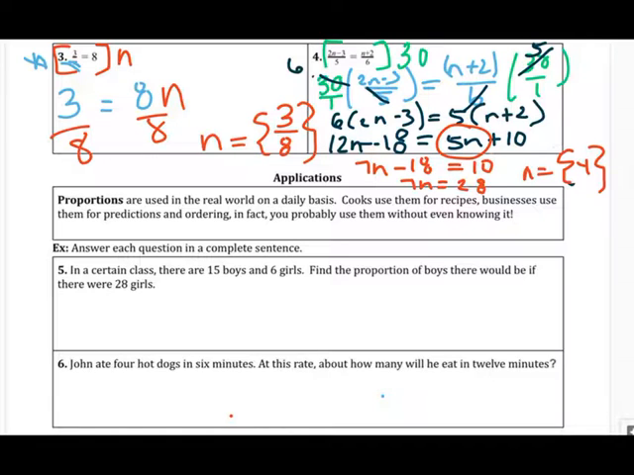Businesses use ratios and proportions to predict, and they use it for ordering. If 100 people ordered this yesterday, then 100 people might order it today, or we might use that to predict how many people will order it over an extended period of time. So you might use these on a regular basis without even knowing it, and that is something that is kind of cool to see, how the math plays out in the real world.